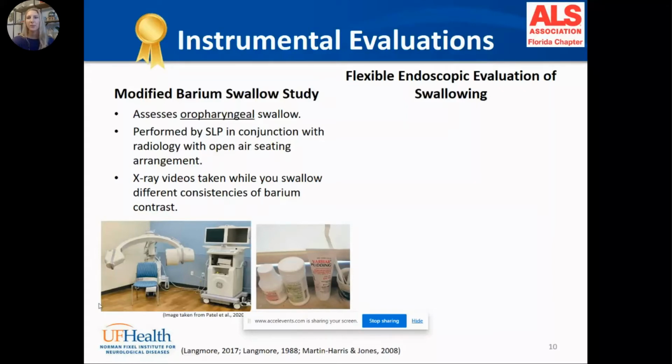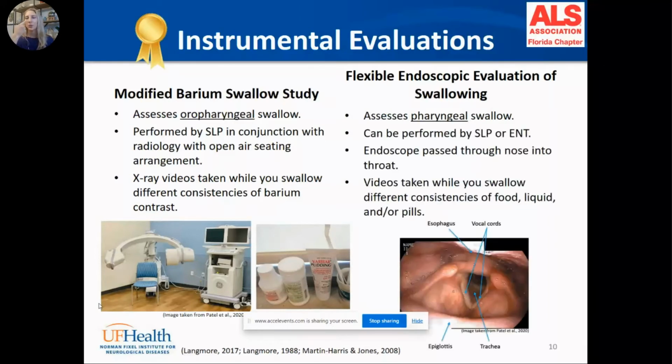On the right side, I'm going to talk about flexible endoscopic evaluation of swallowing, or what we call FEES. This is usually done to assess the pharyngeal swallow, and that's because the speech-language pathologist or ENT puts a camera through the nose and looks up above into the throat. That's why they can only assess the pharyngeal swallow. Images are taken while you swallow real foods and liquids. That is a benefit of doing a FEES, but it is blurred out during the mid swallow because of how structures come together against the light. So there are pros and cons to both of these, and it's worth talking with your team to see which one is best for you at that time.